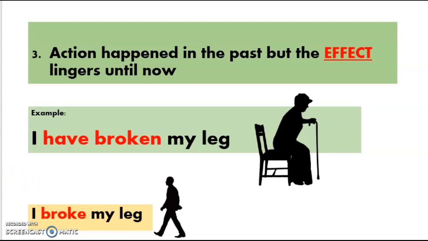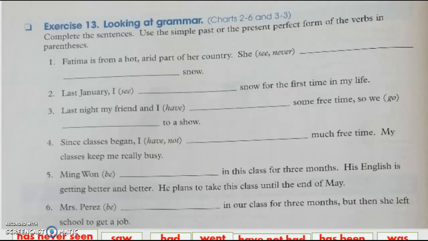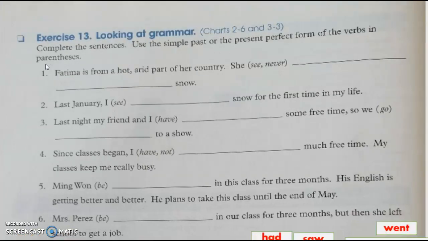Let's move to an exercise to demonstrate how to use these three cases. In this exercise, you have to complete the sentences with the verbs either in the present perfect or the simple past. What we have to do is to look for some clues or keywords in each sentence that will tell us whether the action finished or there is something in this action that lingers until this moment. So let's start with the first sentence.